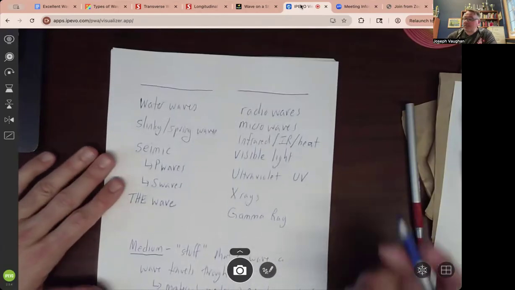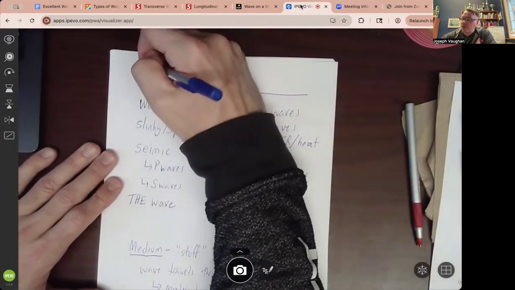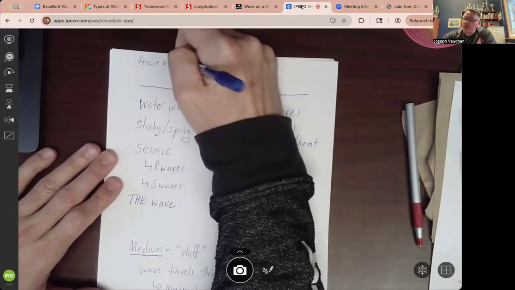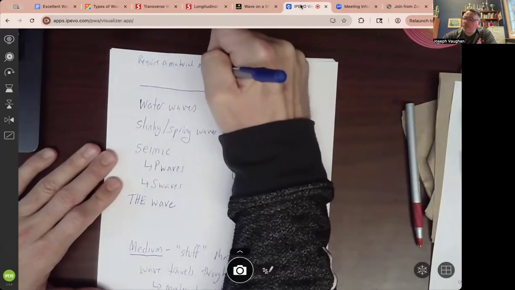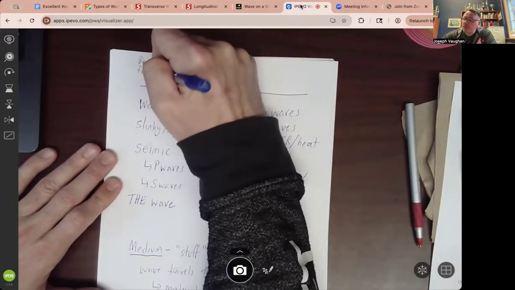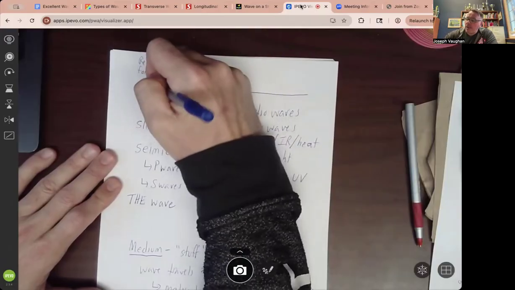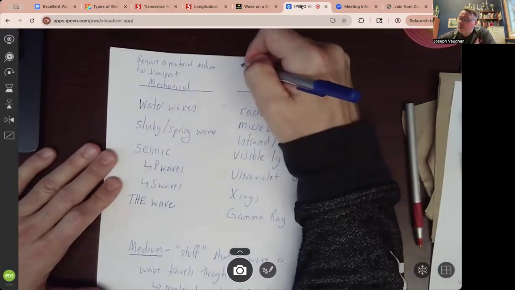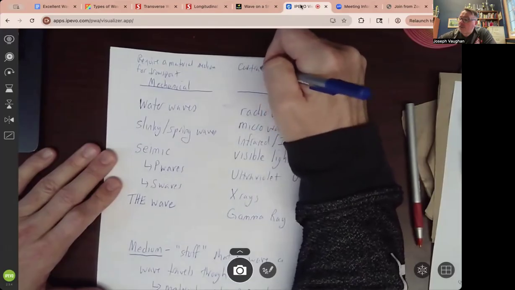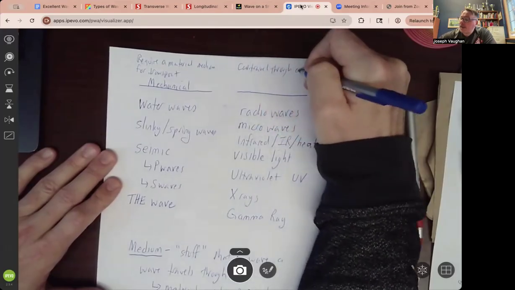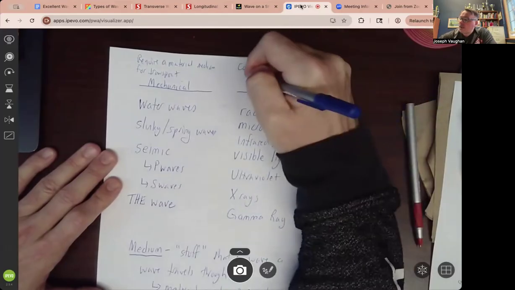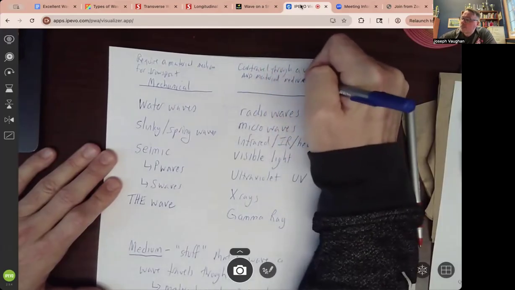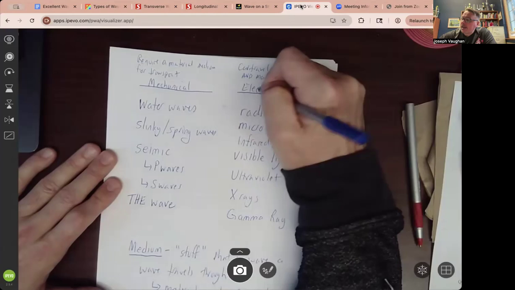So what's the difference between these lists? Well, these types of waves require a material medium for transport. And we're going to call them mechanical waves. And the second can travel through a vacuum and material medium. Okay. And we're going to call these waves electromagnetic.